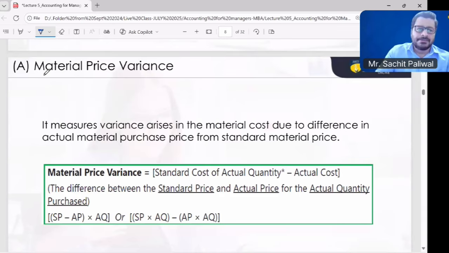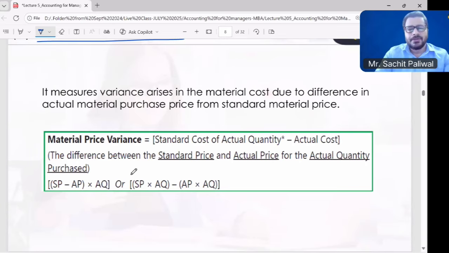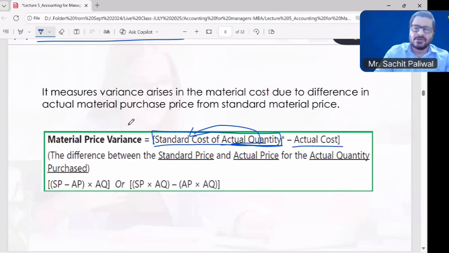Like this you can see here material price variance. The formula is very simple: standard cost of actual quantity, minus actual cost. The actual quantity which we are using in production, what is the standard price or the standard cost of that quantity, and minus actual cost.